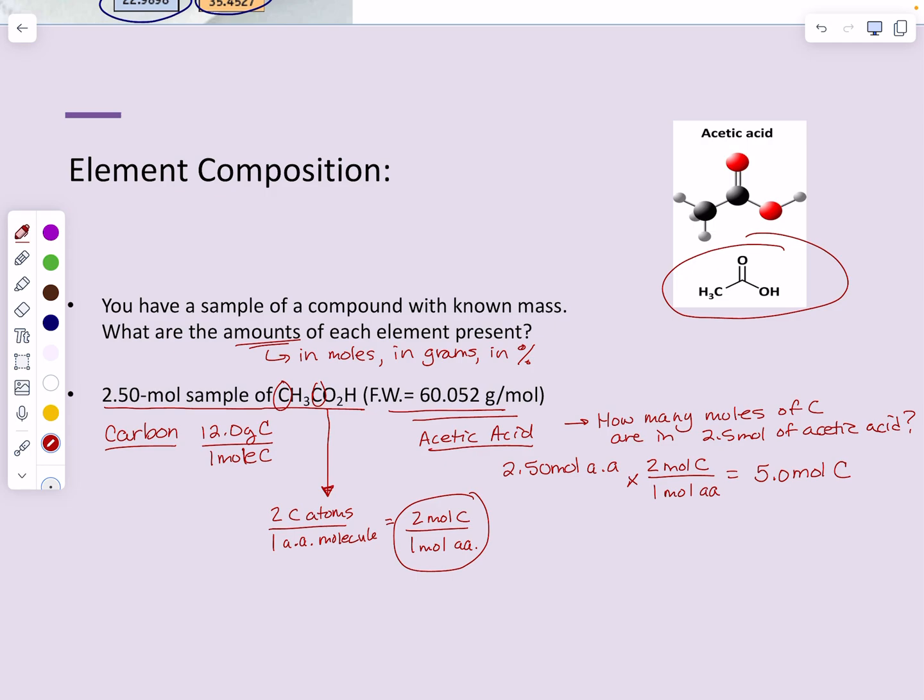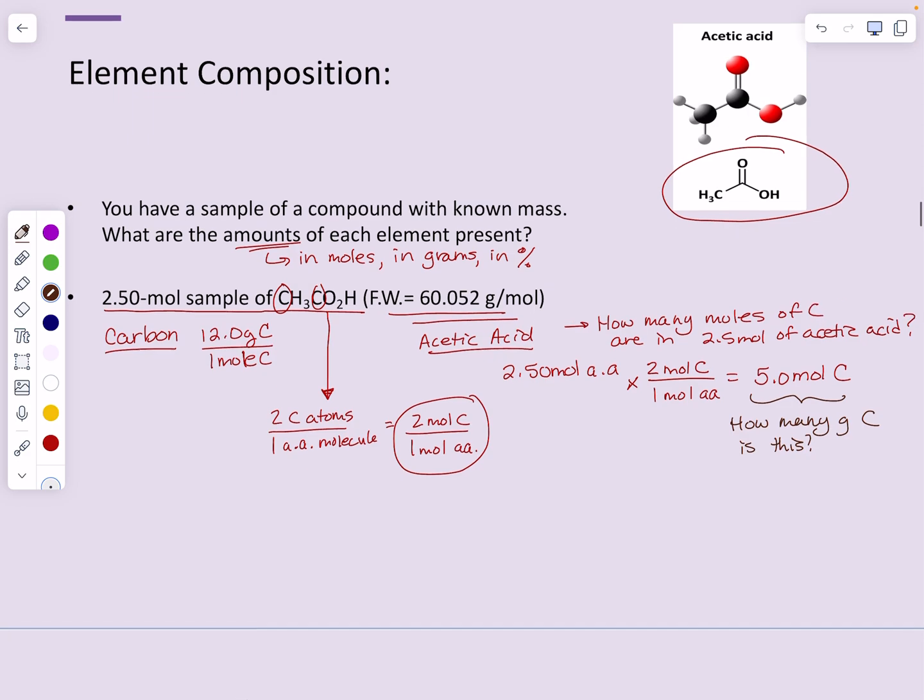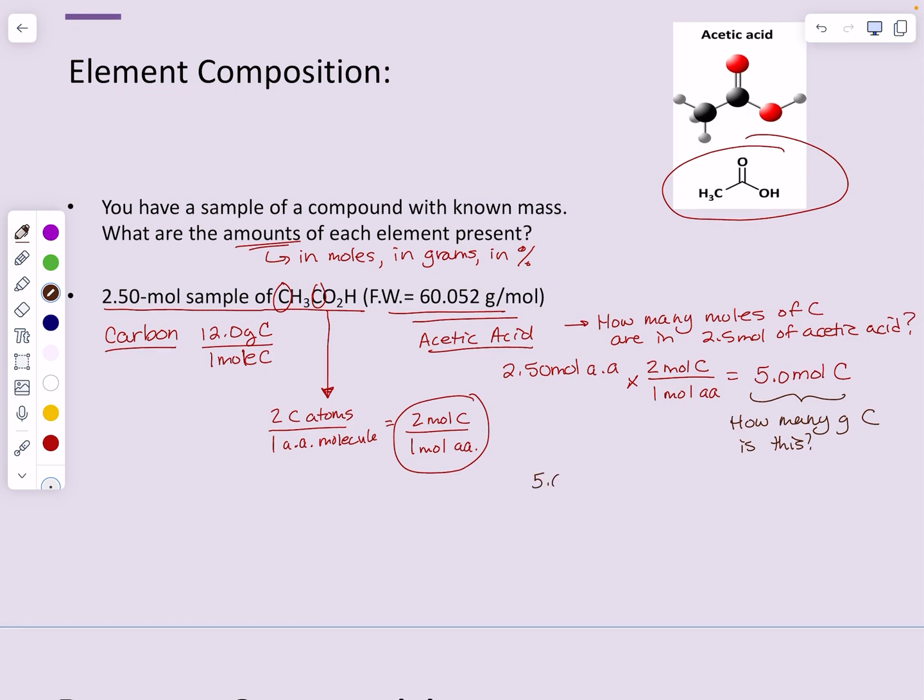Now, let's think about how many grams of carbon that is. How many grams of carbon is this? So, if we go 5 moles of carbon, and we've got our molar mass of what carbon weighs, in this case I again want to find out grams. So, 1 mole of carbon is 12.0 grams of carbon.